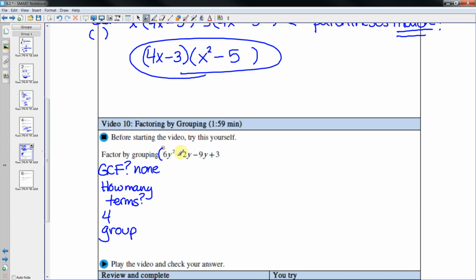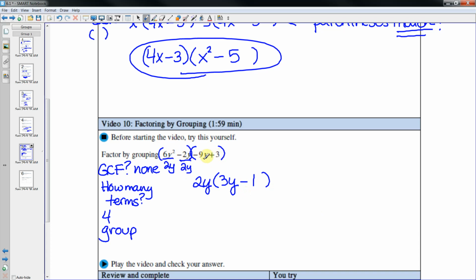So I'm going to group the first 2 and the last 2. So in the first 2, between 6 and 2, I could take out a 2, and then I've got a y squared and a y, so a y could come out. So 2y, 2y. So I'm left with 2 goes into 6 3 times. Y squared over y is y, minus 2y divided by 2y is a 1. Okay, move to the second parentheses.